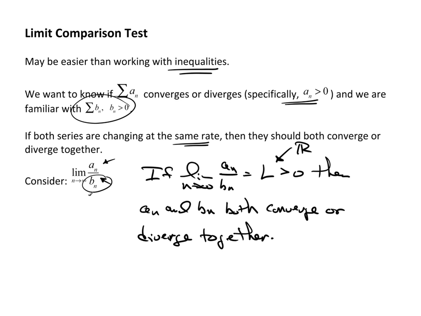So in other words, it's really important that we know what Bn does, just like the other test. We need to know Bn. It's a known series. We know what this thing does. So if we know what it does, we can compare it in this way. And if this limit is a positive real number, then what this is saying is that whatever they're doing, they're doing it together. So let's take a look at a couple of examples here.